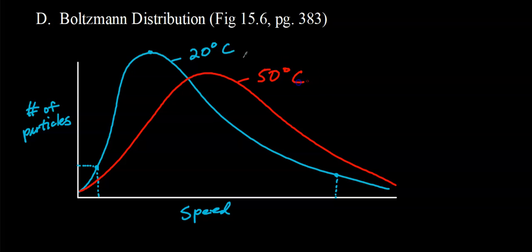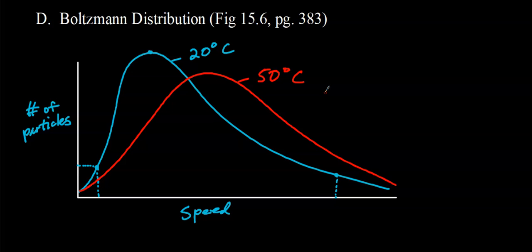So let's say the red curve represents the substance at 50 degrees Celsius. Well, what do you notice? That curve is shifted to the right, is how I like to explain that. So at a higher temperature, more particles have a higher speed, or are moving at a higher speed. And so we need to shift that over to the right.